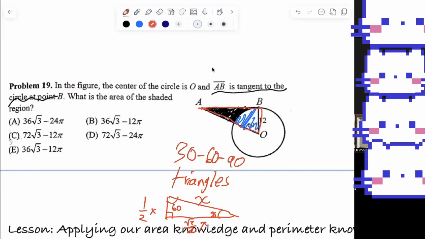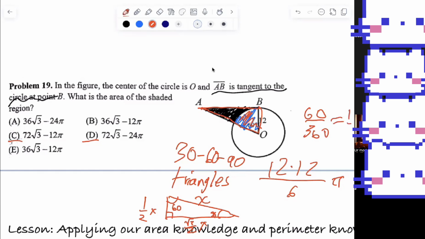Then we can realize it's either C or D. From there, we have to subtract the area of the sector, which turns out to be 12 times 12 divided by 6, times pi. How did I come to it? You just find the area of the entire circle and find the degree ratio: 60 divided by 360, which simplifies to 1/6. So 12 times 12 divided by 6 is equal to 24. So the area of the sector is 24 pi, and the shaded region is D.